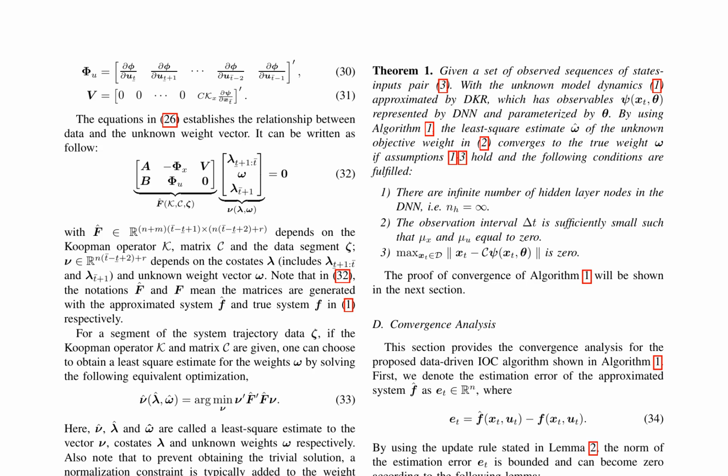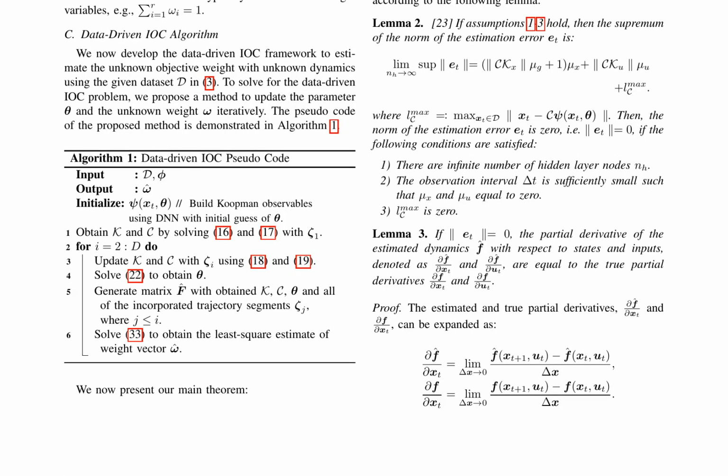The process is based on the use of the following notations. Is the parameter of the model, is the matrix of the model, and is the time annotated. The process is then used to solve the data annotated IOC problem by first initializing the model using the DNN with an initial guess of the parameter. Then, it iteratively updates the model using the dataset, solves for the parameter, generates the matrix, and finally solves for the least square estimate of the weight vector. The process is then repeated until the convergence of the model is achieved.